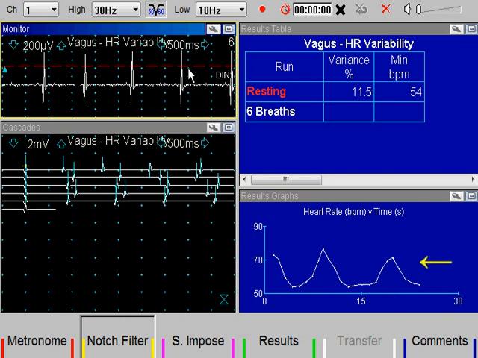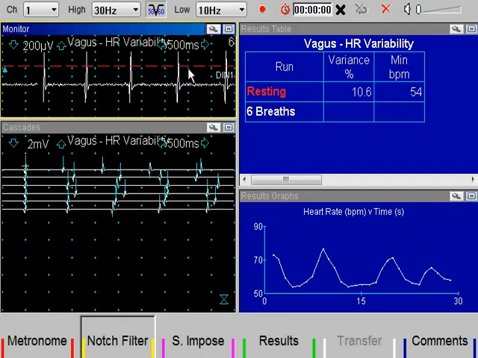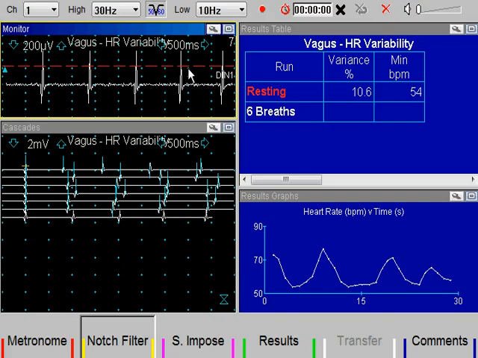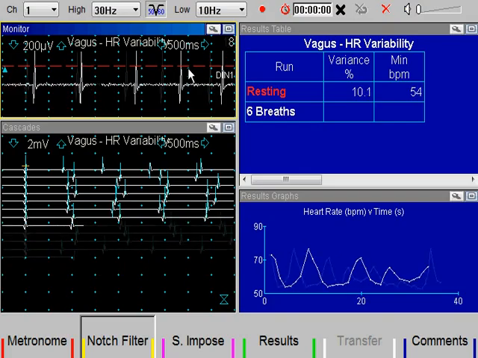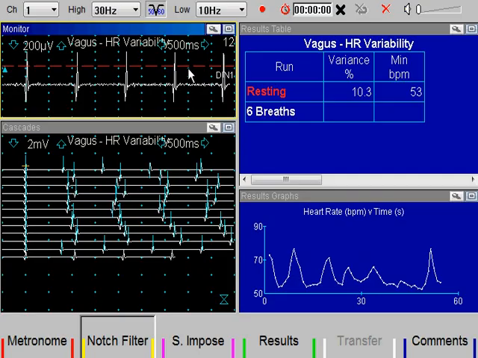The instantaneous heart rate is plotted in the graph. This also makes it easy to recognize variation in the heart rate. We have completed recording the signal for 1 minute. The results are shown in the table, but we'll discuss them later.